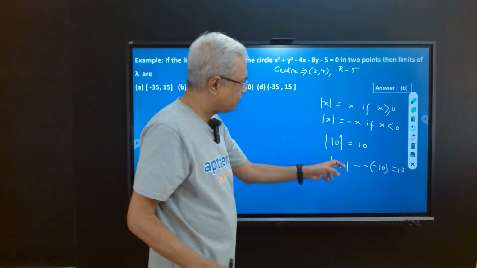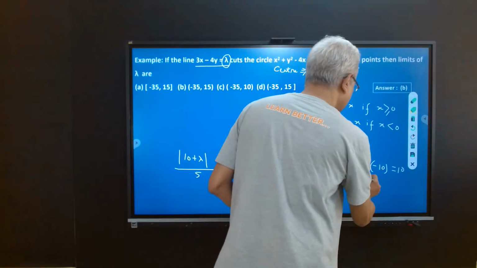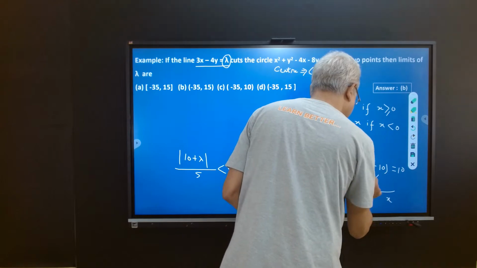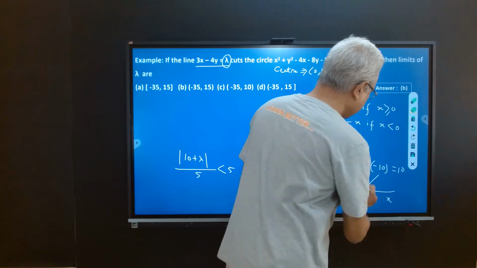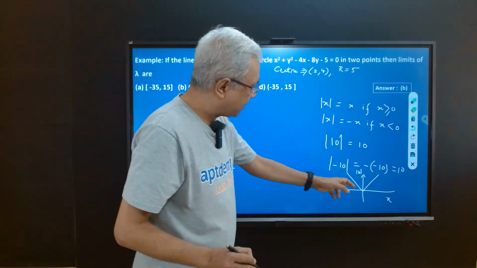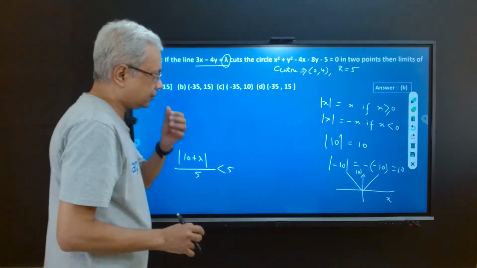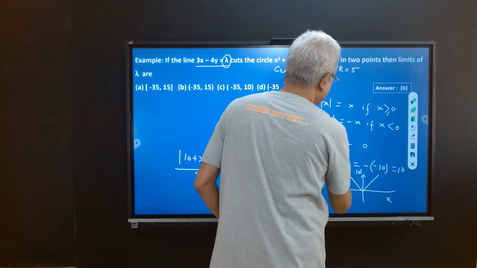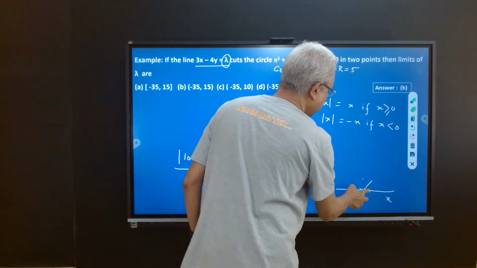So mod 10 is 10, mod minus 10 is 10. So if you plot the mod x curve, it looks like this. When x is positive, mod x is x. If x is negative, mod x is minus x. Okay. Now, if you know or understand this, then we can tackle this problem.